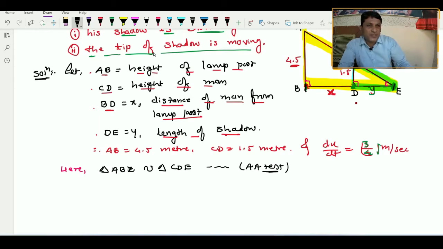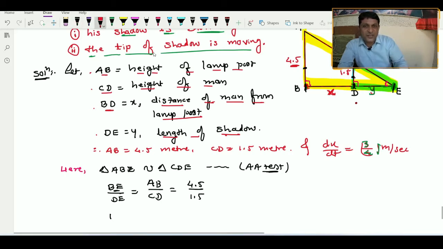So the corresponding side of BE in this triangle will be DE. So here we can say that BE upon DE will be equal to the side corresponding to AB in the other triangle, which is CD. So AB upon CD. But it is given to us that AB is equal to 4.5 and CD is equal to 1.5.